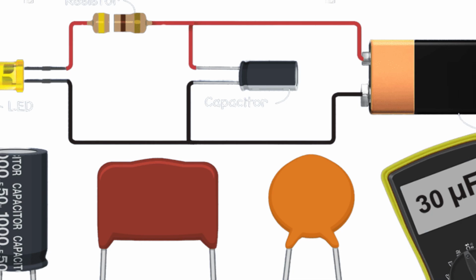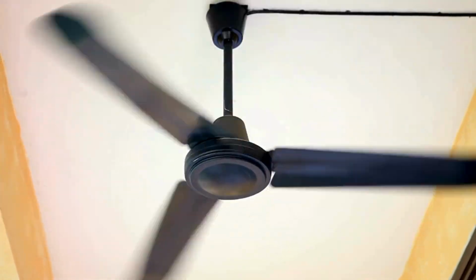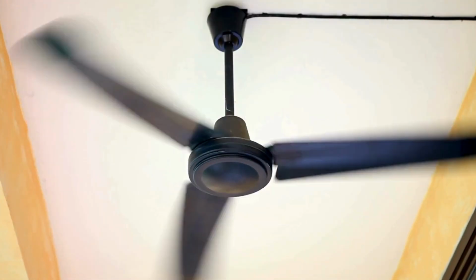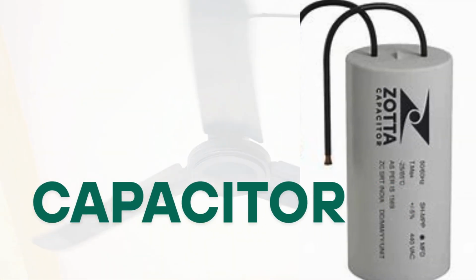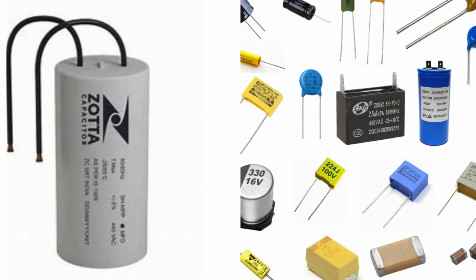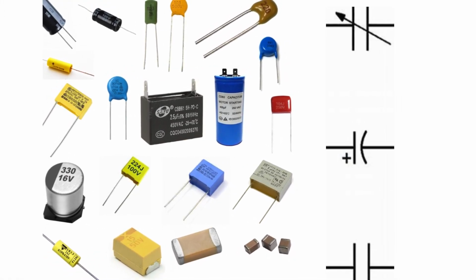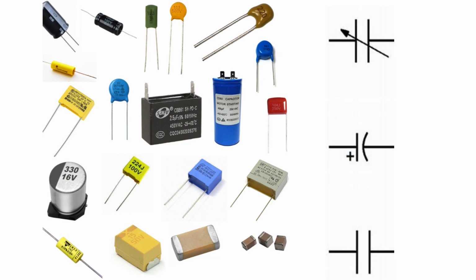Want a real world example? Look at a fan. Sometimes it spins for a second even after you turn it off. That's a capacitor at work, slowly discharging. Capacitors come in different shapes and sizes. Some are tiny for signal filtering, others are big and bulky, like those in a computer power supply.